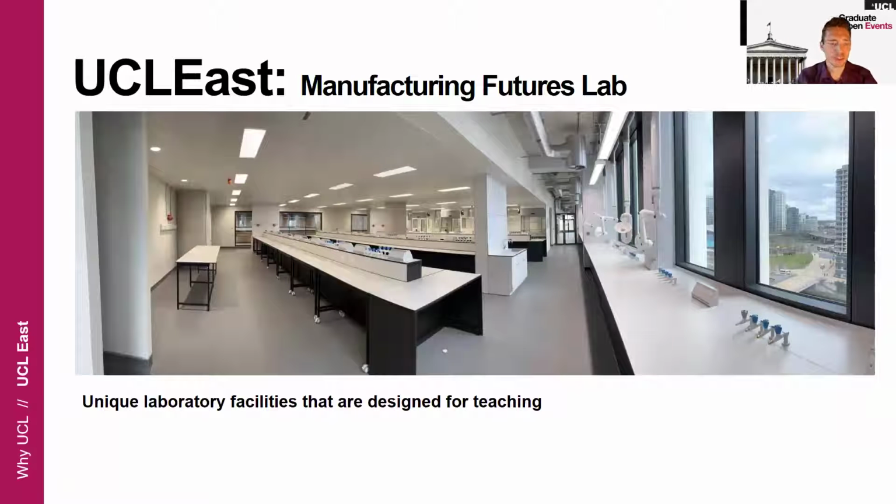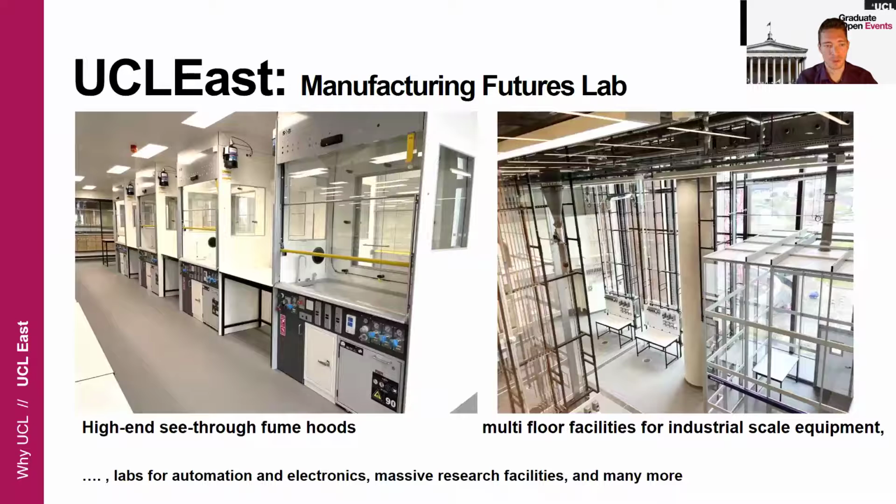So these are images from the Manufacturing Futures Labs, or the adjacent wet labs, that's how we call it. And as you see, these are unique laboratory facilities that are designed for teaching. Yeah, so there are facilities for research as well as specifically designed for teaching, because obviously we need different infrastructure for both. This is more on the research side as well as the teaching side. So you see high-end see-through fume hoods. We have multi-floor facilities that can also host industrial scale equipment. And we have dedicated labs for automation, electronics, and in general, massive research facilities, and much more.